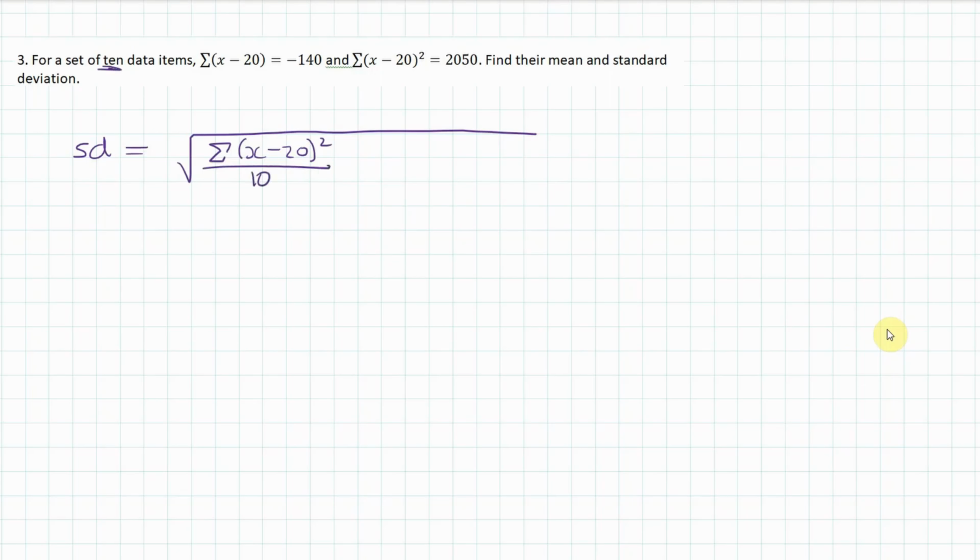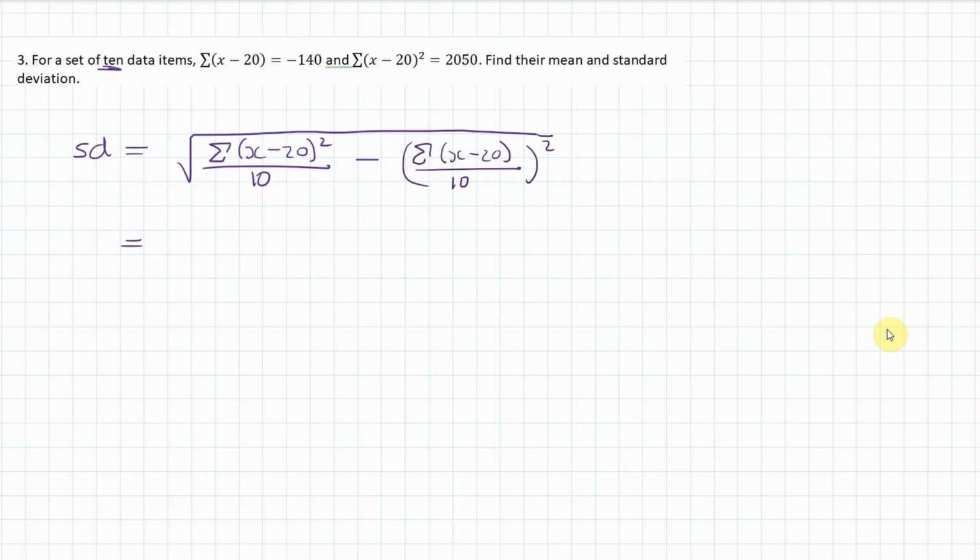over the number of items of data. So we've got 10 items of data. Then we're going to subtract the mean squared. Now, what is the mean squared? In this case, we add up all of the items of data, subtract 20 from each one, divide by the number of items of data we have, and then we square it. That would be the mean of the coded data. Now we're getting the standard deviation of the coded data, which is exactly the same as the standard deviation of the non-coded data.